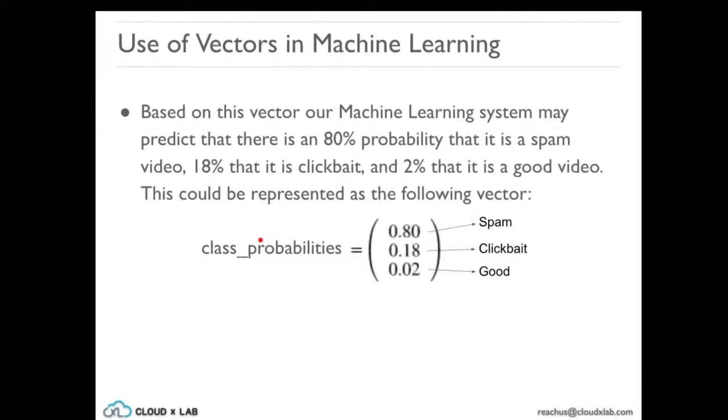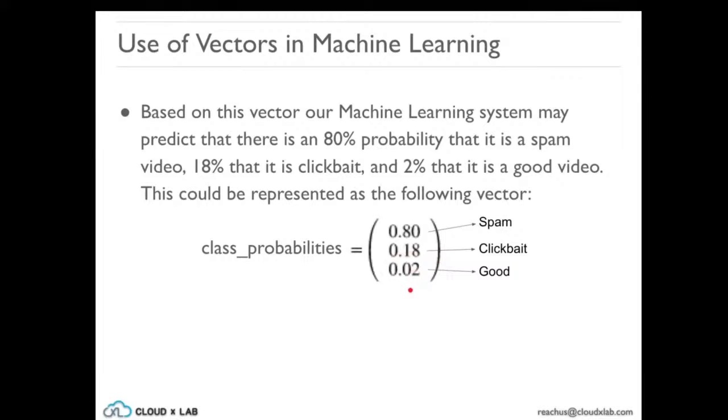So for example, going back to our video classification type, you could represent class probabilities of a particular video. After you run it through a machine learning algorithm, you would get something like this. You would get that, hey, this video is probably 80% I think it's spam, 18% I think it's clickbait, and just 2% I think it's good.